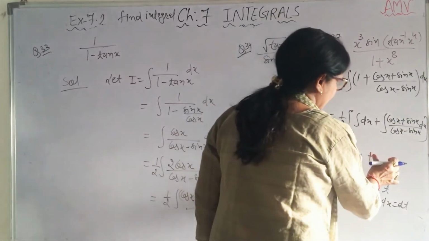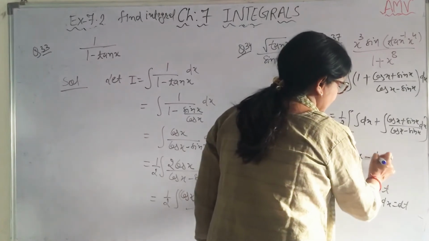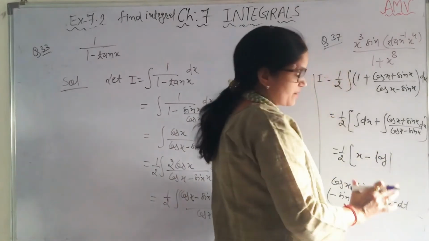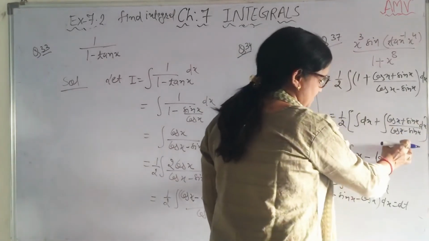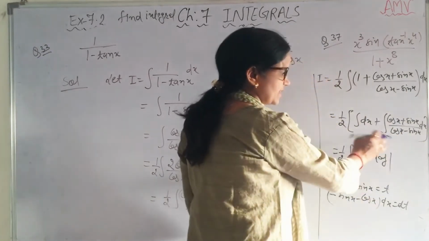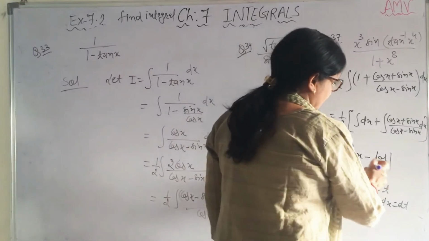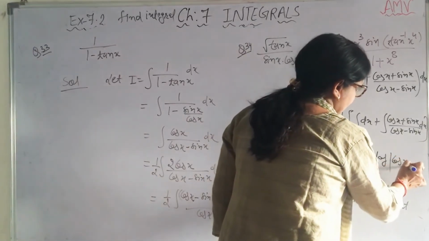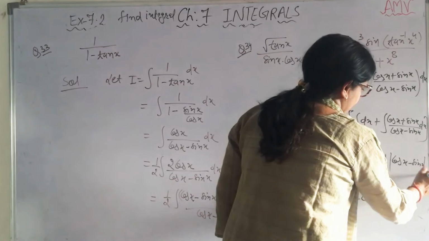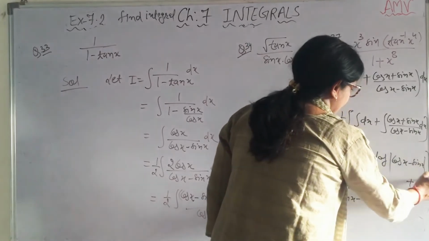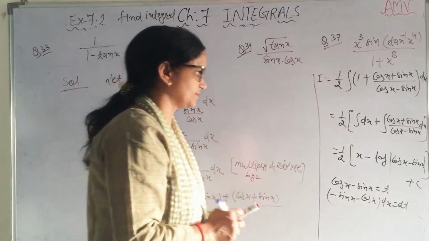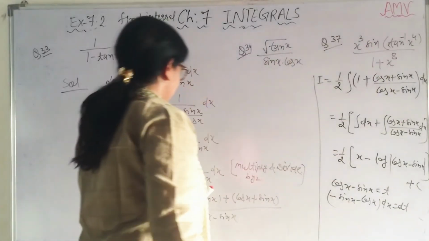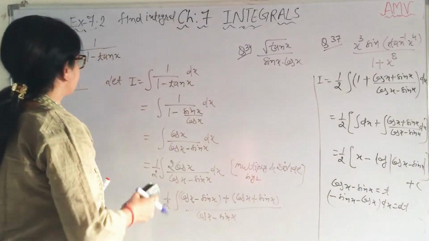Okay, so we can write here it's minus log. Directly I am writing the integration. In the previous questions I have explained this, that you substitute this and then find the answer. It is cos x minus sin x, okay, plus c. Simple. This is the answer of this question. Now students, move to the next question.